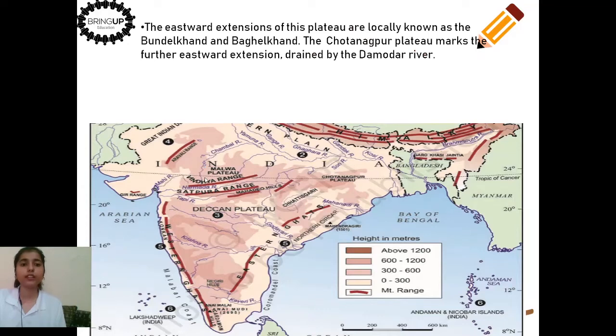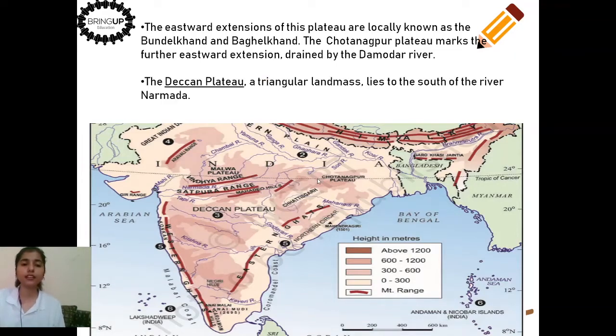Now the eastward extension. The eastward extension of this plateau is locally known as Bundelkhand and Baghelkhand. The Chota Nagpur Plateau marks the further eastward extension, drained by the Damodar River. So in the east we have the Chota Nagpur Plateau, which also marks the eastward extension of the Peninsular Plateau.